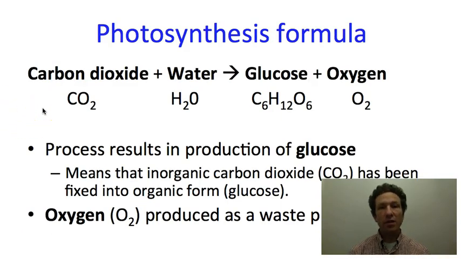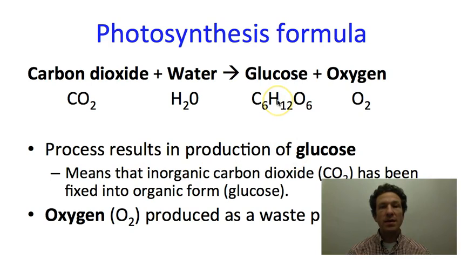We have here the general formula for photosynthesis. It is not balanced, but it has all of the different ingredients and products. So photosynthesis starts with carbon dioxide, or CO2, and water, or H2O, and when the process is complete, it will give us glucose, C6H12O6, as well as oxygen, or O2. And so this process then results in the production of glucose.